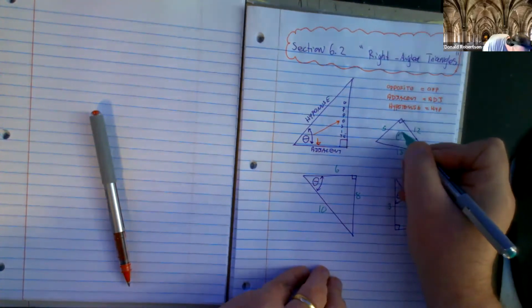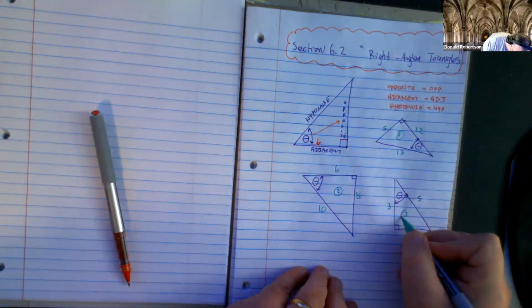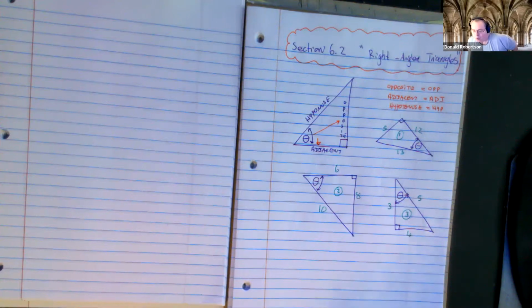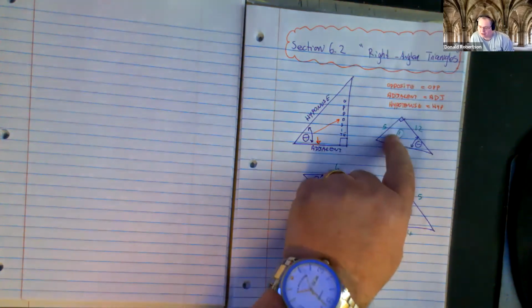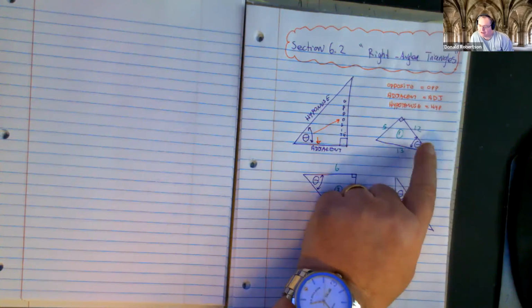I'm going to call this triangle 1. I'm going to call this guy triangle 2. I'm going to call this third one triangle 3. So we are getting practice at how to name the sides of a right angle triangle. So we're focusing on right angle triangle number 1. The angle of interest is down here.